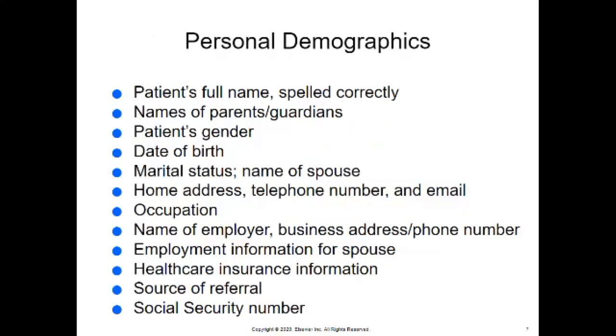So let's talk about personal demographics. What are found in personal demographics? Well, your patient's full name, and it needs to be spelled correctly. Names of parents or guardians, patient's gender, date of birth, marital status and the name of the spouse, home address, telephone number and email, occupation, name of employer, business address, phone number, employment information for spouse, healthcare insurance information, source of referral, and social security number.